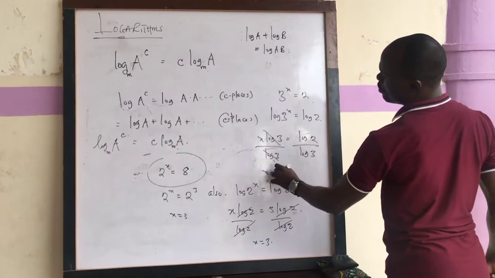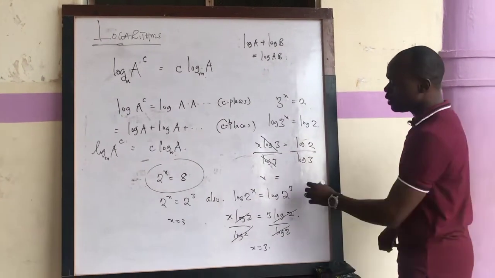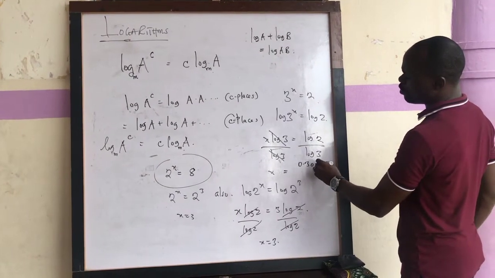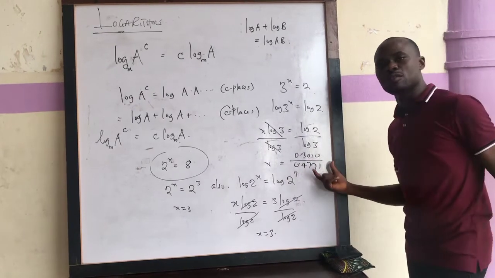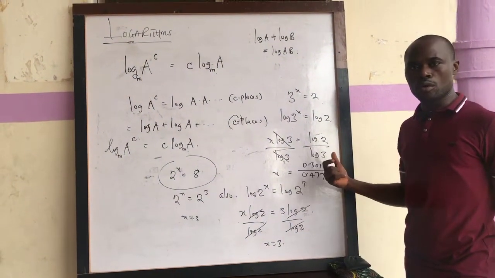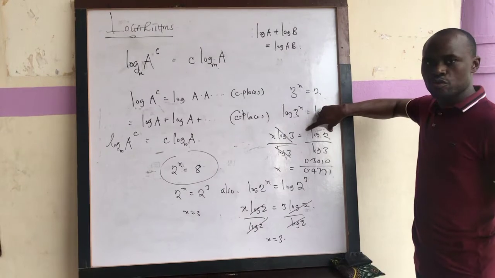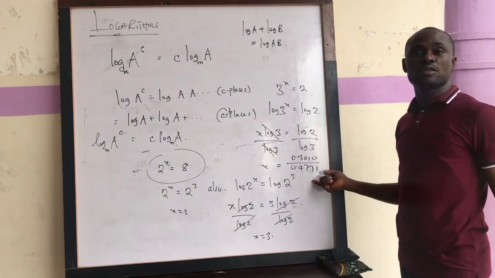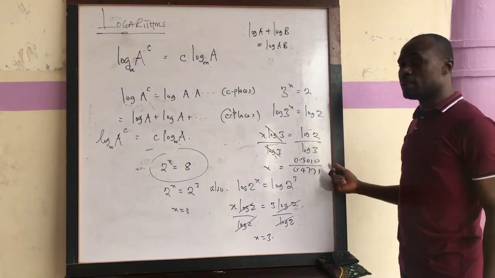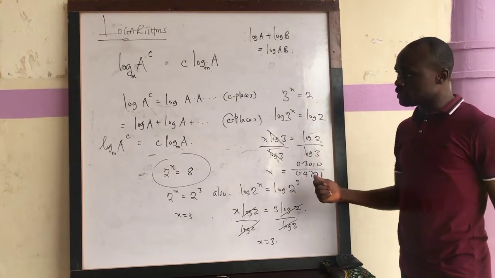and we have the cancellation law, and have our answer to be 0.3010 divided by 0.477. Please, you can confirm these values using your log table. In your log table, log 2 is approximately 0.3010 and log 3 is approximately 0.4771. You can divide that into your calculator and have your answer for x.